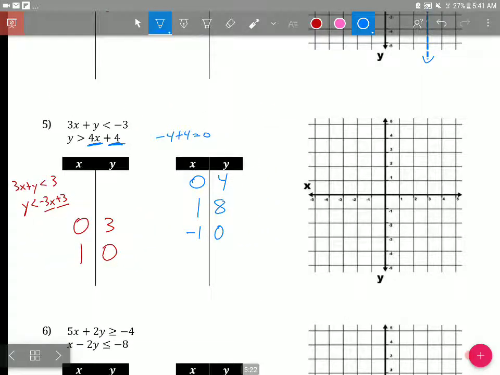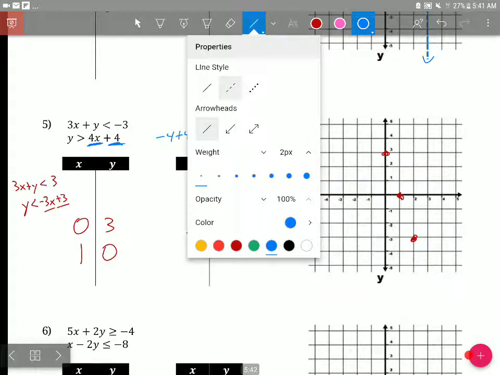All right. So here we go, 0, 3. 1, 0. So that's down 3 over 1. So down 3 over 1, down 3 over 1. It does not have the equal to sign, so it needs to be dotted. Come on. Oh, it already is dotted.